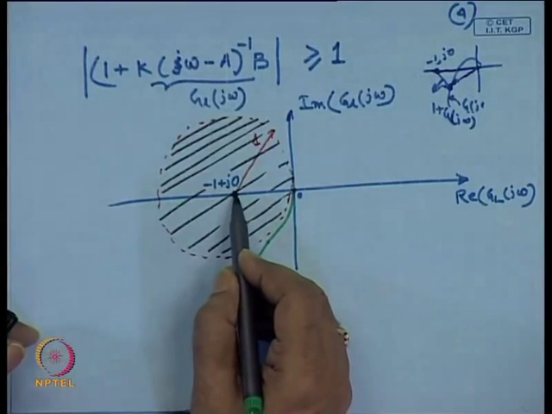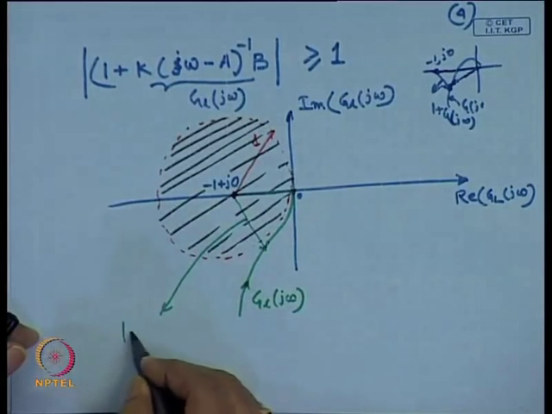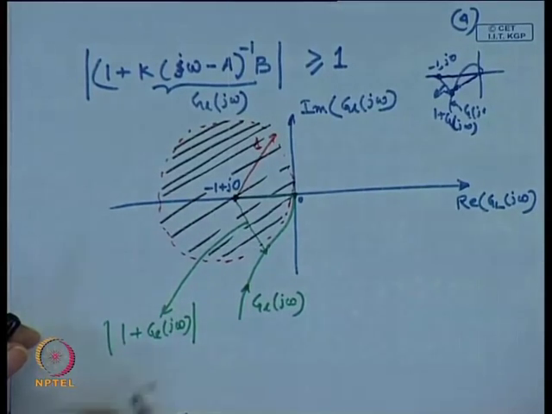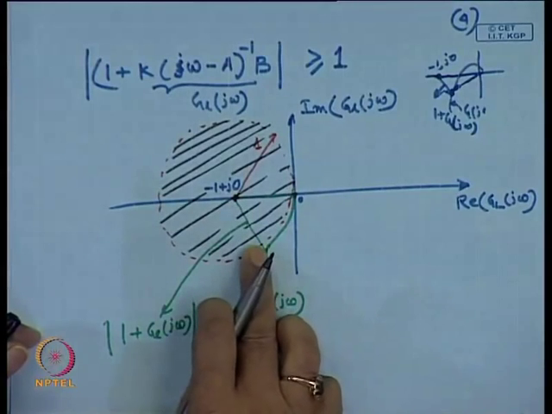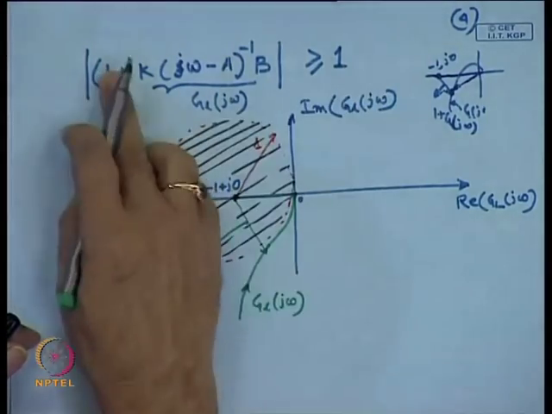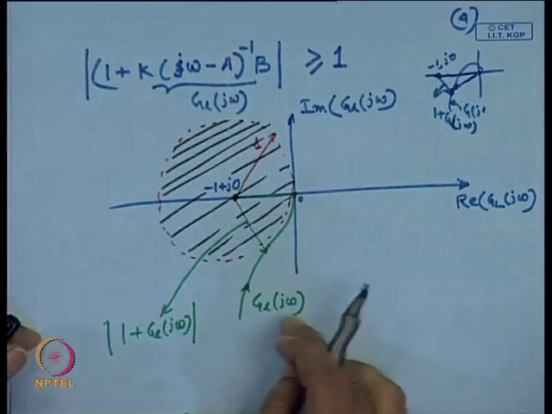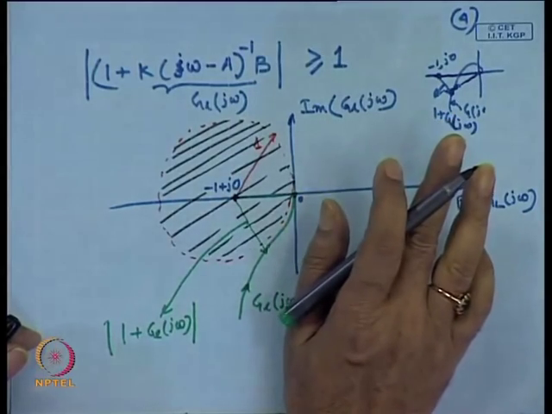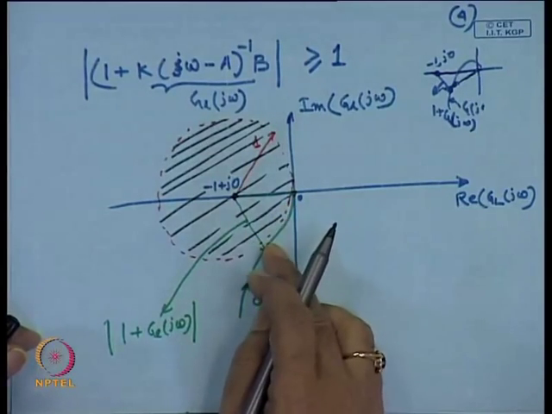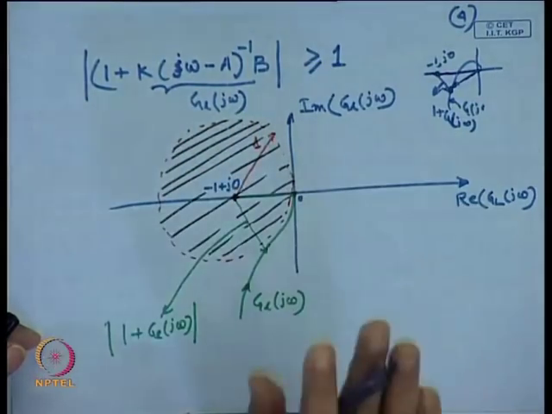And you see what this quantity is from here to here: it is 1 plus G L j omega, the mod of this one is less than that. This is nothing but 1 plus G L, which is less than the unit circle, this condition. In order to satisfy this condition, this curve, G L j omega, that means the loop transfer function of the system when we have used the LQR controller, should not cross the unit circle. In other words, it will not enter the shaded portions anywhere, agree?